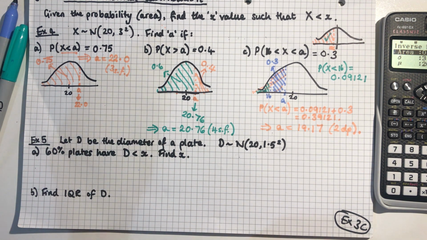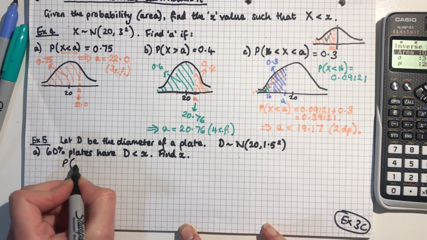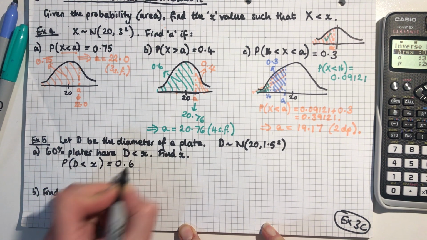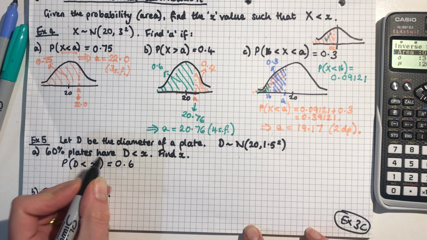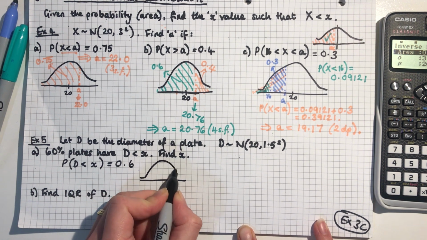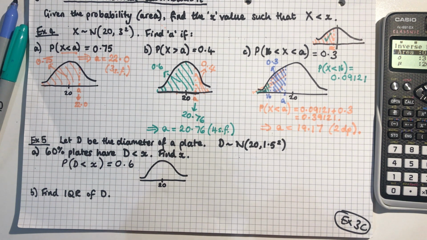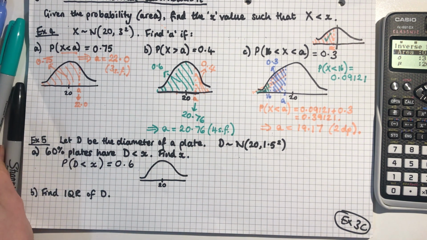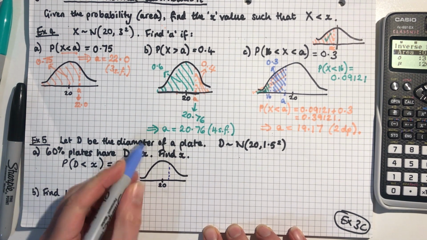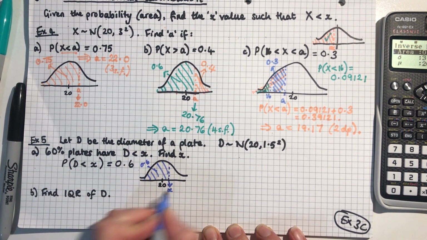The first thing you're always going to do here is write this in a proper probability statement. So we want the probability that D is less than some unknown value x is 0.6. Once you've written your probability statement, you then sketch what's going on, and you highlight the area you're looking for. So we know that the mean mu is 20. The probability that we're less than some value x is 0.6. Less than 20 would be 0.5, so an area of 0.6 is something like that. And this gives us our value x that we're trying to find.